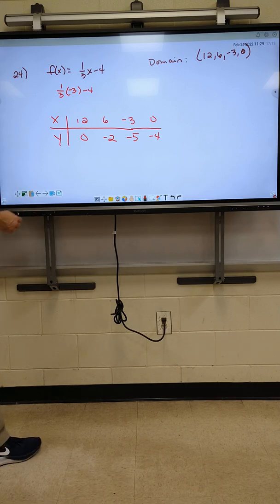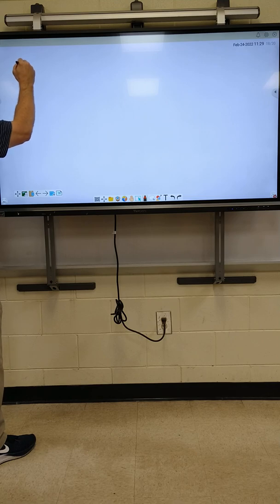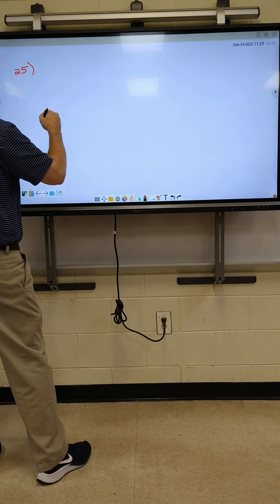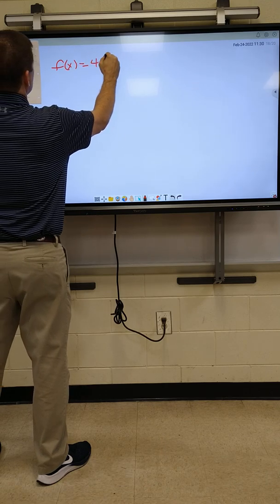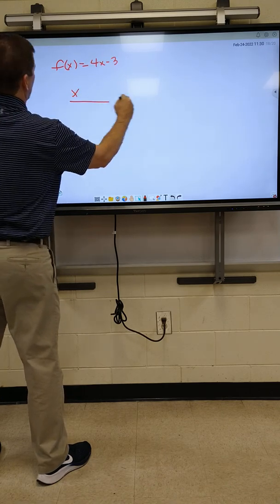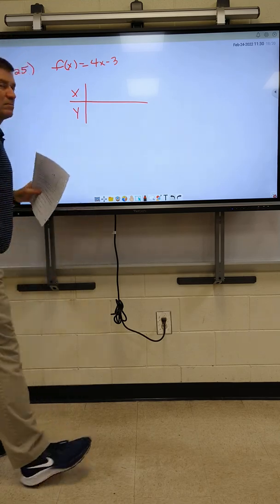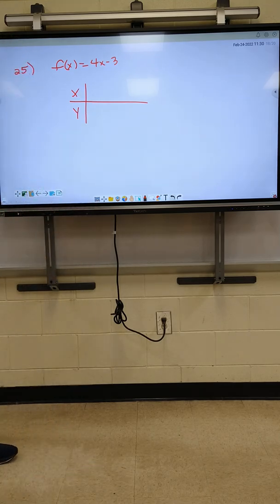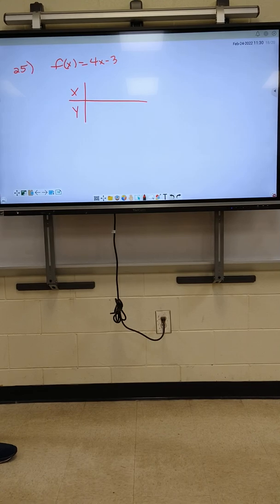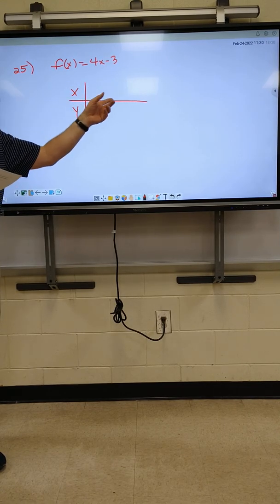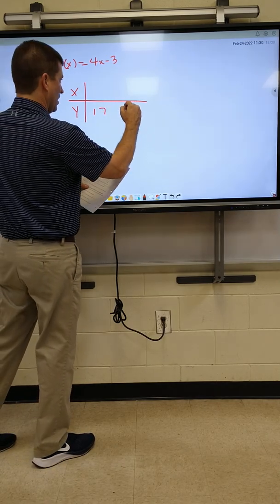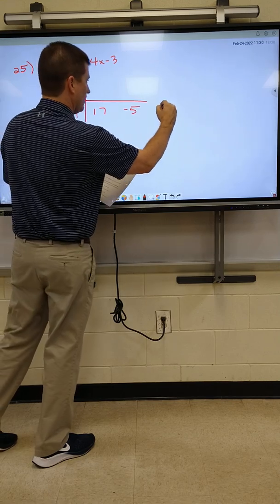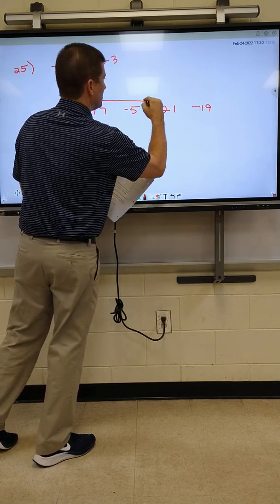Want to go to 25? All right, we did all this stuff yesterday. 25 now says we still got an equation, 4x minus 3. This time, guys, it gives us the range. Where do I plug my range in? On the y's. Good. I got 17. I got -5. I got 21 and -19.